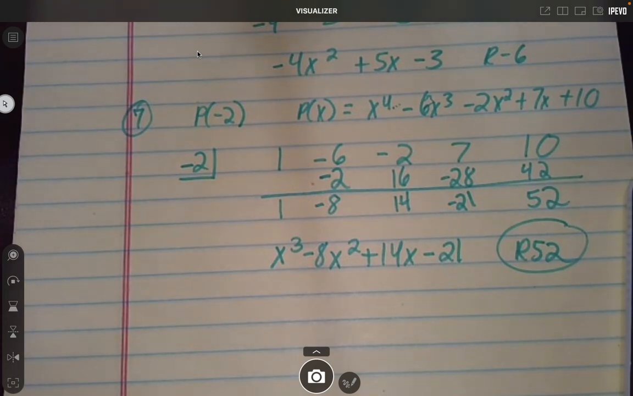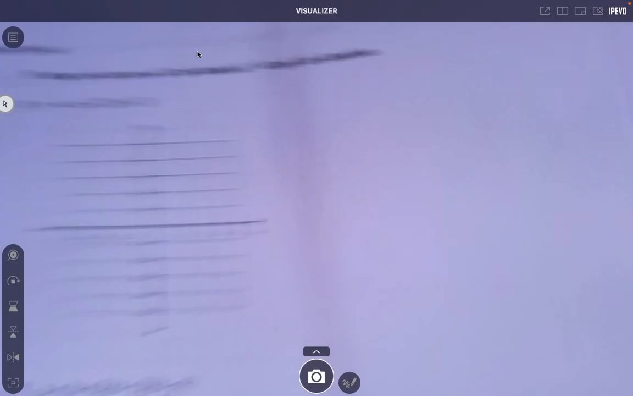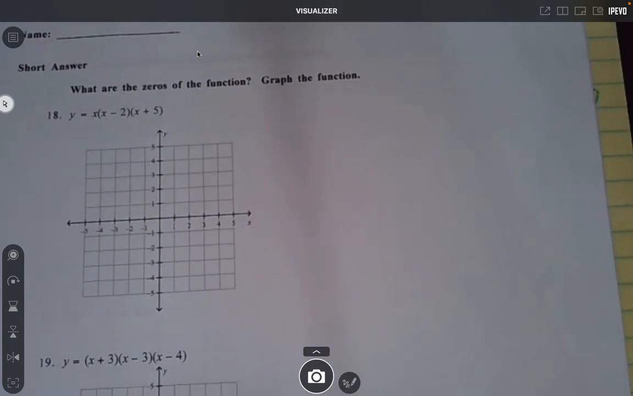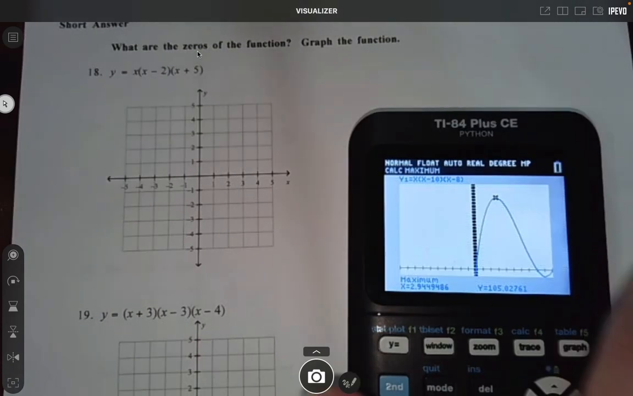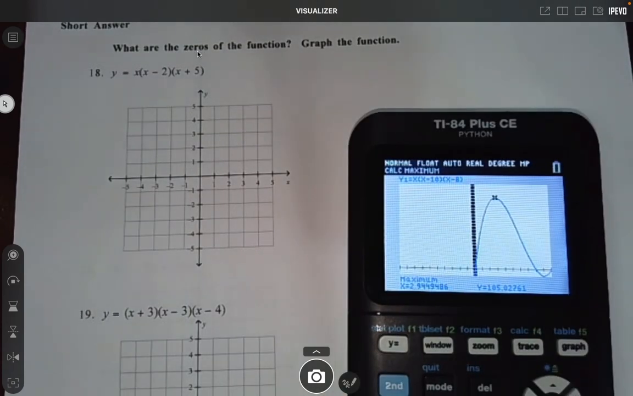Okay. 18 and 19, I'm pretty sure, I'm not 100%, but I'm betting there's only one of these on there. There was no reason to put two of the same problem, okay? But I'll go ahead and go through both of them. Where are my zeros on this one? It says, what are the zeros? So let me write those down. 0, 2, and -5. I'm going to write them down because it asked me for them. And then I'm going to plot them. So -5, 2, and 0.